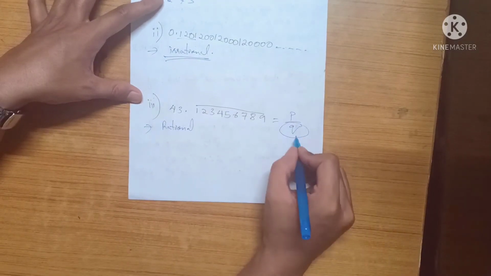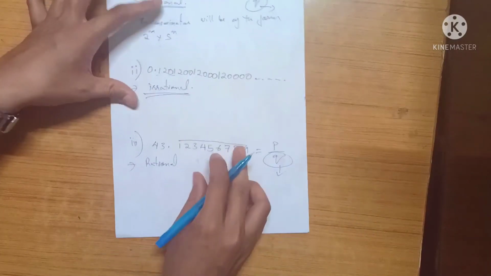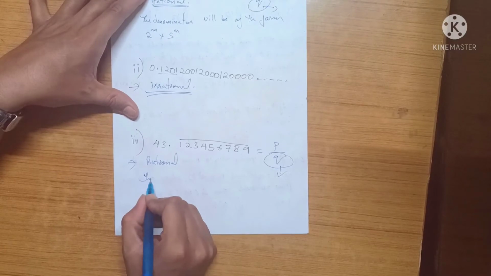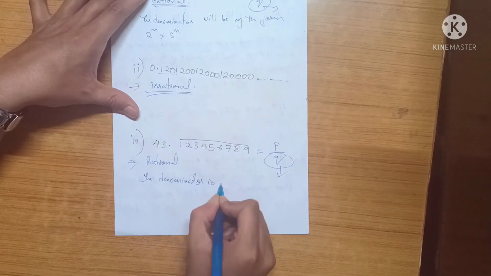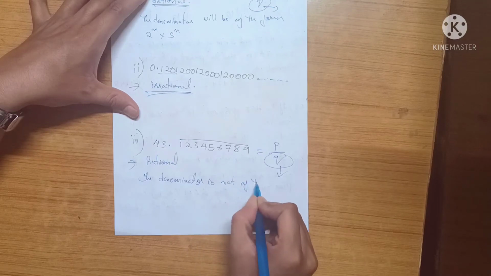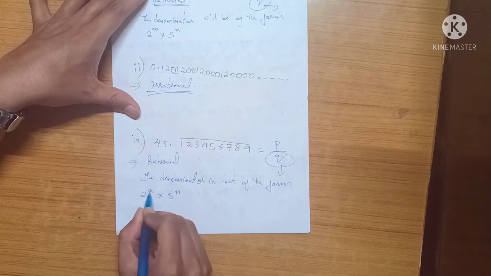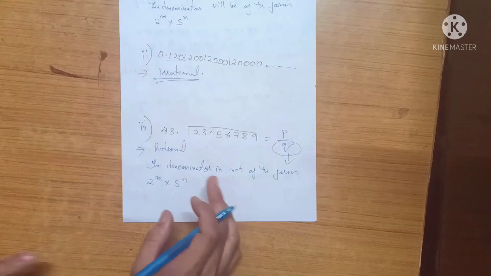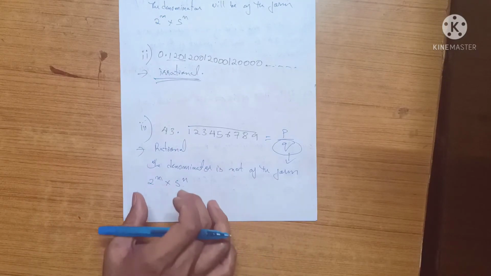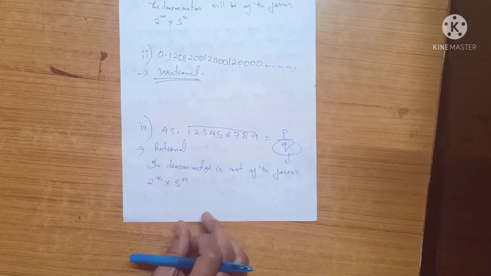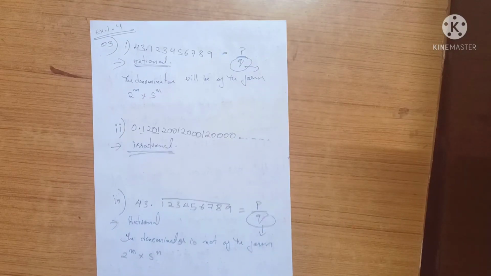Okay, so what can we say about the q? Since it's non-terminating and repeating, we can say the denominator is not of the form 2^m 5^n, right? Because it's non-terminating, it is not of this form, because if it were of this form, it would have terminated, right? So that's it. That's number 1, 2 and 3.